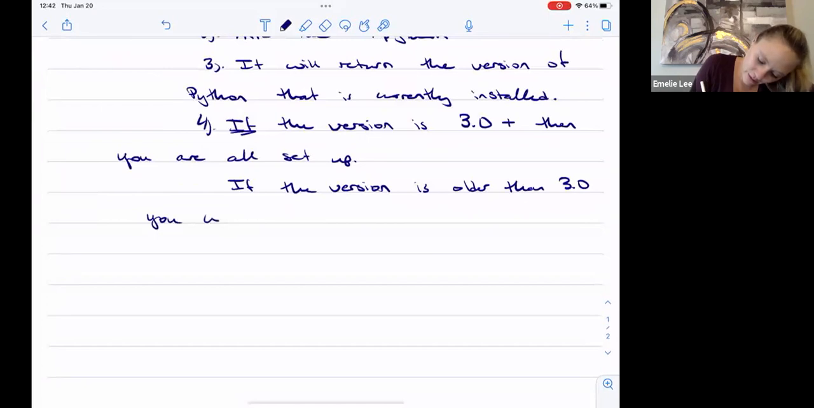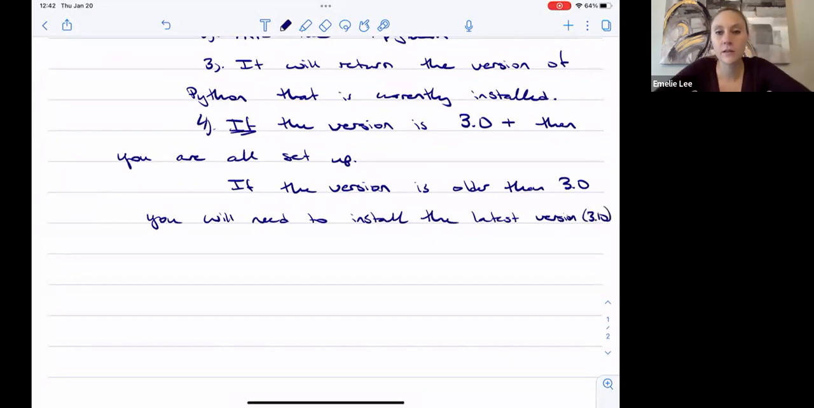You will need to install the latest version. And it is 3.10. Oh, 3.10.2. I'll just keep it at 3.10.